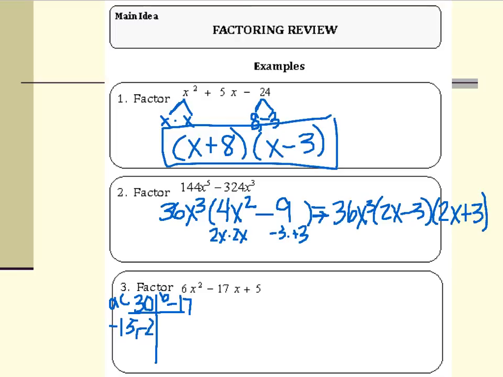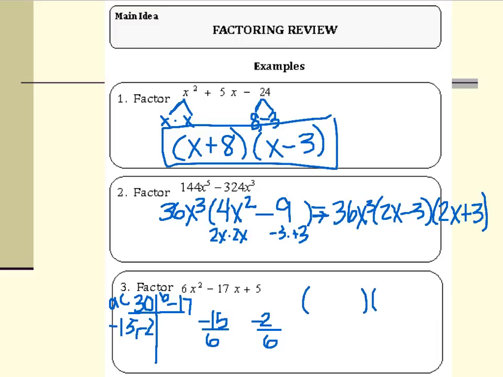And here's the trick. Now there's a few different ways that you could do this, but this is the way that I'm going to do it. If I do negative 15 and negative 2, and I'm going to divide them both by my a, so divide them both by 6. When I reduce that, it will give me the two pieces of my two factors.